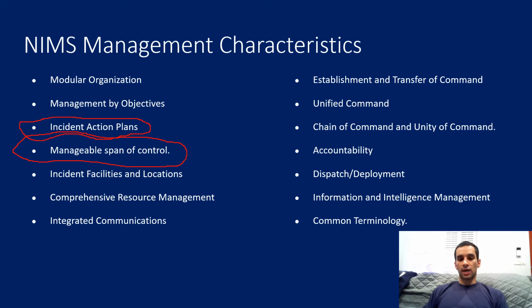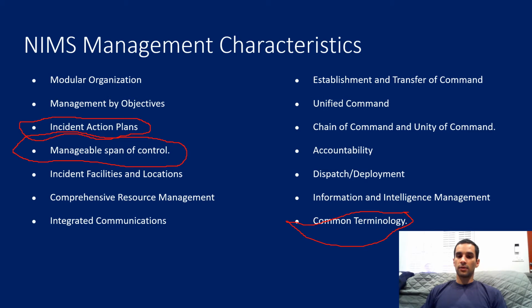Another important NIMS management characteristic is common terminology. You want everyone speaking the same language. You want basically everyone to understand what you're talking about. You don't want to use slang. So for example, bus is sometimes slang for ambulance, but if you call for buses, you might just get New Jersey Transit. You might not get actual ambulances. So the key point here is just to use plain English and avoid abbreviations and other confusing terms, including things like 10 codes.